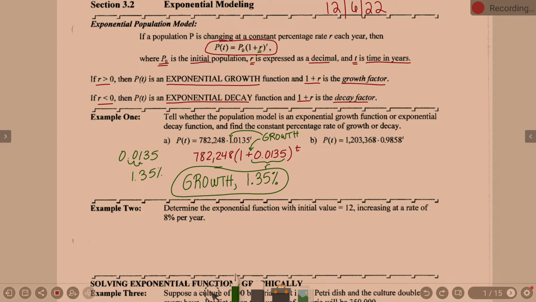So in other words, when we do the R value, we want to separate it from that 1. It's 1 plus the R value. So then the growth factor would be 1.35? The growth factor is actually just this 1.0135. Okay, so then what is the 1.35? That's 1.35 is our percentage rate. Okay. That is our constant percentage rate. Growth factor is slightly different.